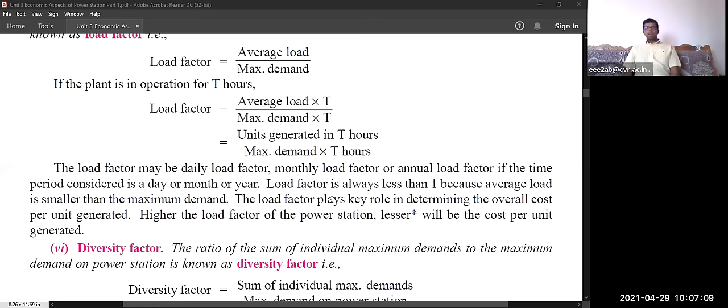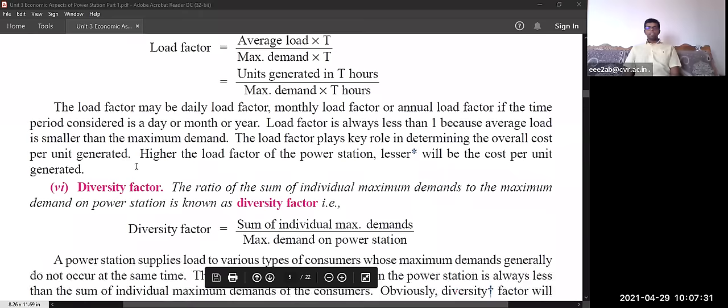Okay. Next, the higher the load factor of the power station, the lesser will be the cost. So if the load factor is higher, the cost per unit generated will be lesser. Generally, when the load factor is higher, the cost goes down.